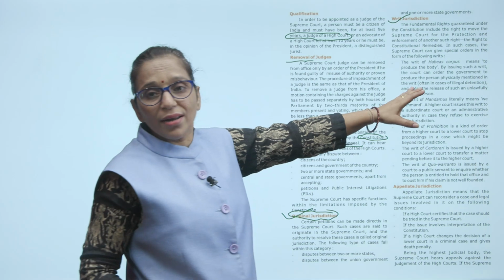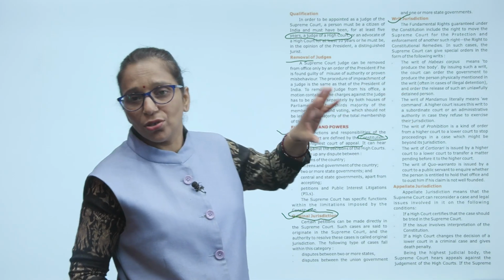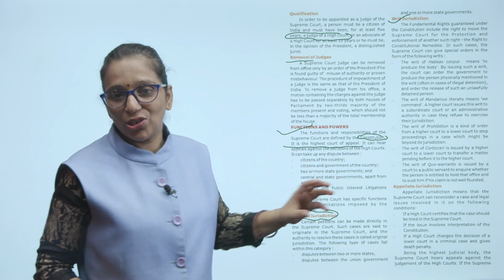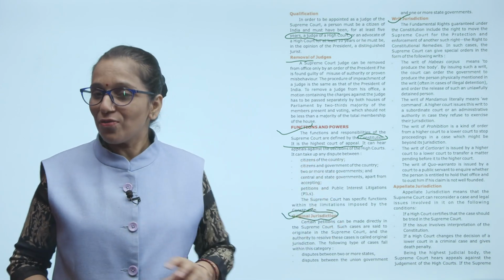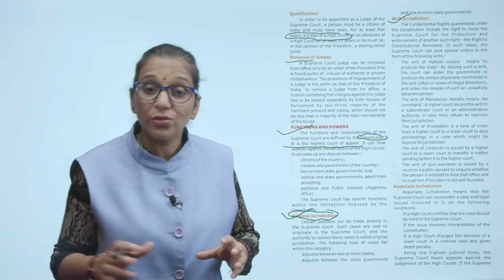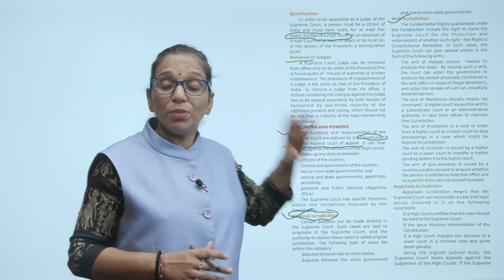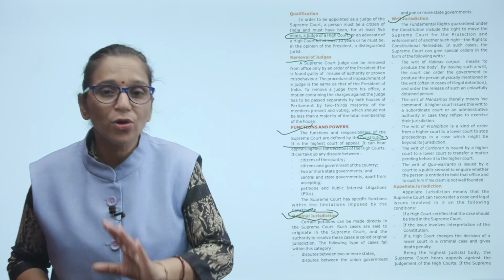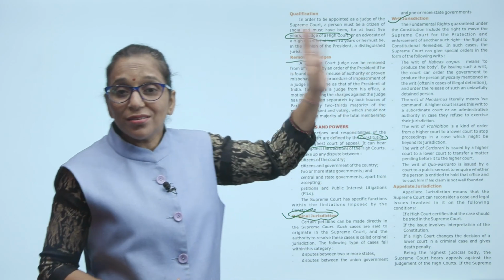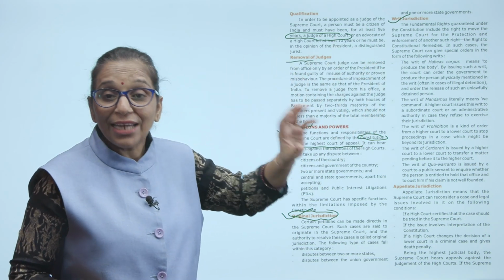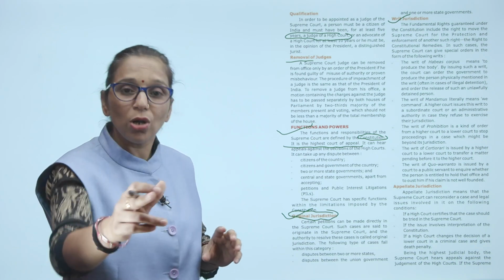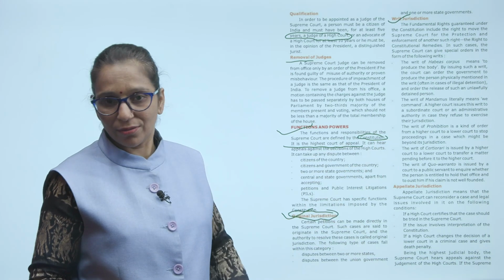The fundamental rights guaranteed under the Constitution include the right to move the Supreme Court for protection and enforcement of any rights. That is the right to constitutional remedies. In that right, it is mentioned that if anybody is going to violate your fundamental right, you can directly approach the court. So this is the writ jurisdiction, the right to constitutional remedies. In such cases, the Supreme Court can give special orders in the form of the following writs.